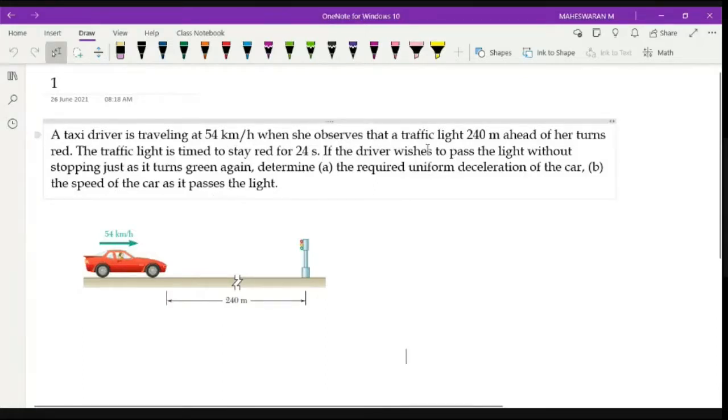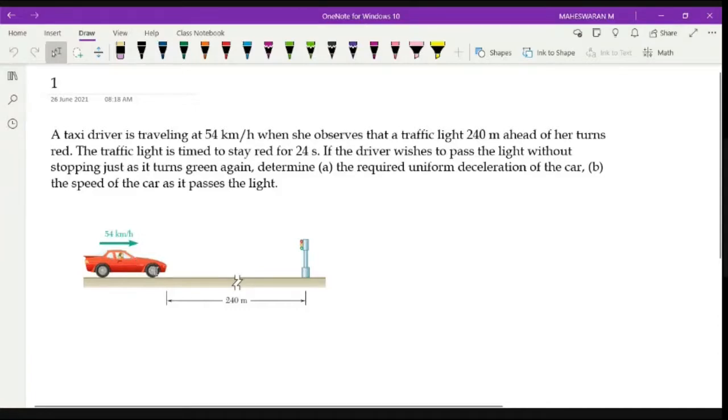And she observes that a traffic light 240 meters ahead turns red. The traffic light is timed to stay red for 24 seconds. If the driver wishes to pass the light without stopping the car, just as it turns green again, determine the uniform deceleration and the speed of the car when it passes the light.